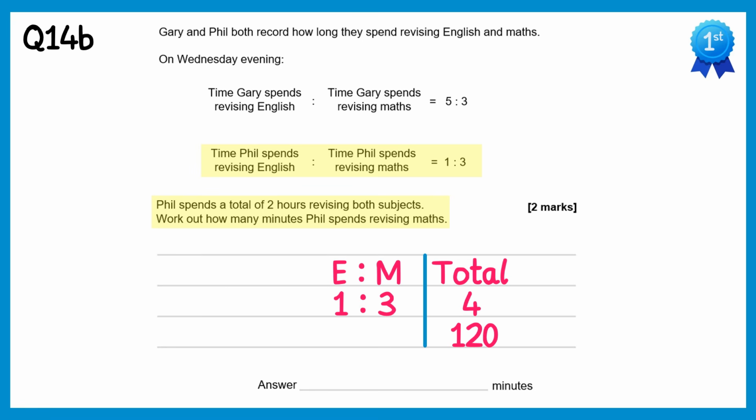So how do we get from 4 to 120? Well, that's times by 30. So if we multiply the other parts of the ratio by 30, 1 times 30 is 30, and 3 times 30 is 90. So the question said how long does he revise Maths for, and we can see that's 90 minutes.